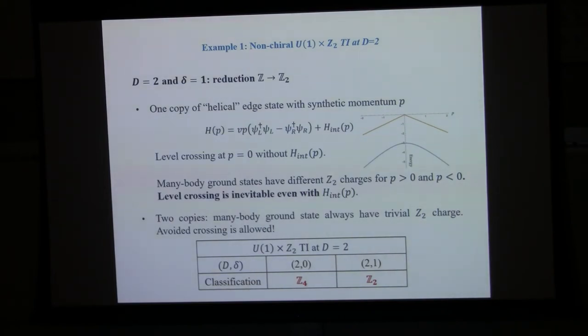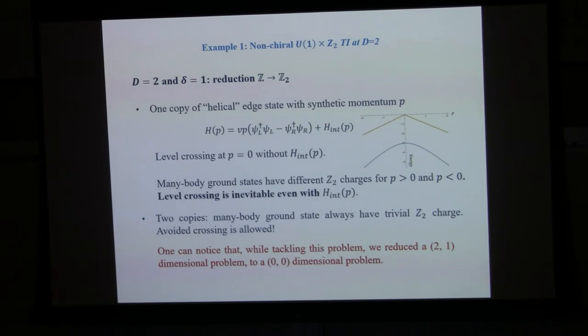This actually means that the two copies of the system are already trivialized by interaction. So under interaction, this topological insulator with 2-1, which means two dimensions with one dimension being the synthetic delta, actually has a Z2 classification. With 2-0, it's a Z4 classification. So the synthetic dimension does affect the classification of these topological insulators.